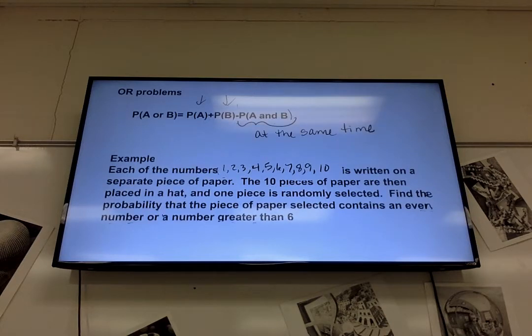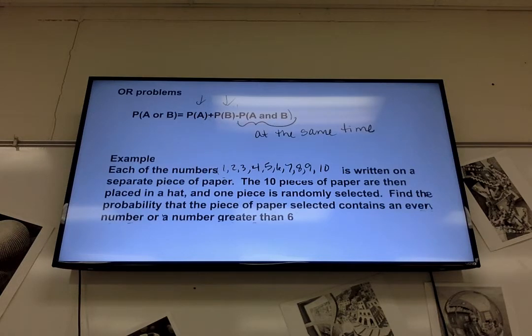So here's an example. We have the numbers 1 through 10 on pieces of paper. It's kind of like on that last test, where we had a problem with the numbers 0 through 9. It's the same thing. They're written on separate pieces of paper, and those 10 pieces of paper are individually put in a hat, and one piece is randomly selected. We're going to find the probability that that piece of paper contains an even number or a number greater than 6.